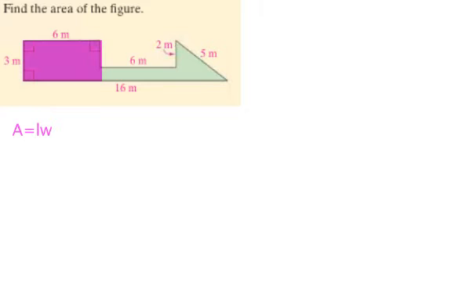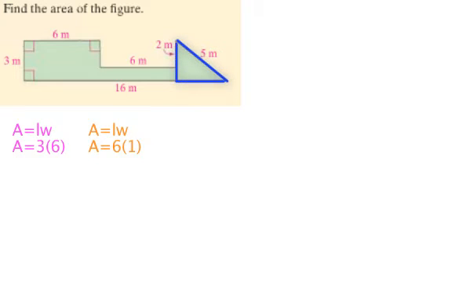We have a rectangle that's 3 meters by 6 meters, another rectangle right here that we have to do a little bit of math to figure out its area. It's going to be 6 meters by this measurement here. It would be 1 meter because this whole length here is 3 meters, and 3 minus 2 is 1 meter. So this rectangle is 6 meters by 1 meter. And then we have a triangle.